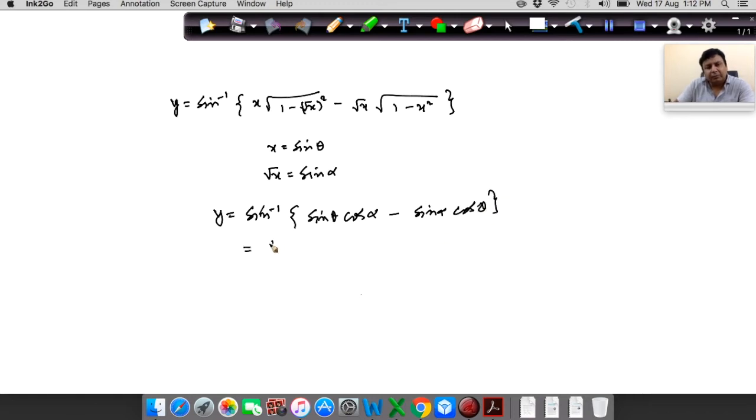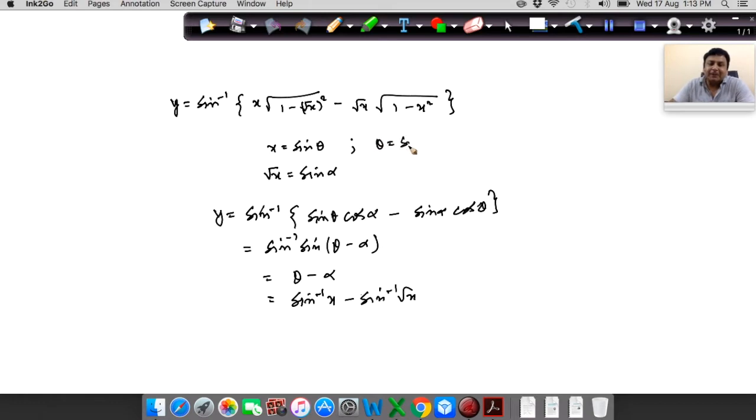So now this becomes sine inverse sine of theta minus alpha. Sine inverse sine nullifies, we get theta minus alpha. But what is theta? Theta is sine inverse x. Alpha is sine inverse root x. From x equals sine theta, theta is sine inverse x, and from root x equals sine alpha, alpha is sine inverse root x. So we substitute now. This is a good step to get differentiated.